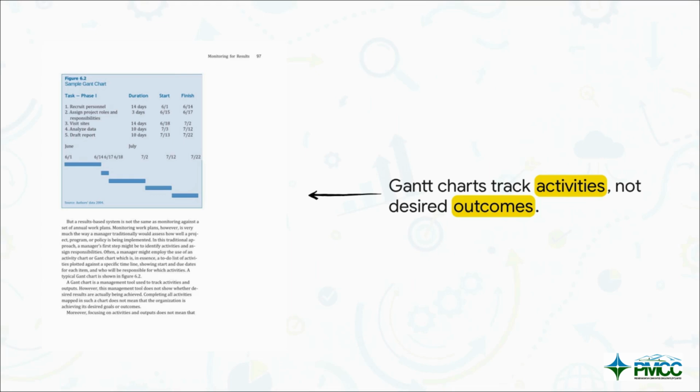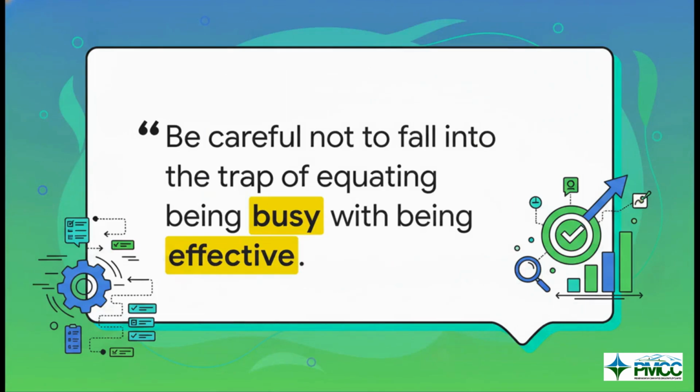Just checking off all those activities on a timeline doesn't actually tell you if your desired results are being achieved. Finishing a to-do list simply doesn't guarantee your organization's overarching goals are being met. It's kind of like checking off ingredients on a grocery list but never actually baking the cake. There's a great quote that hits the nail on the head here.